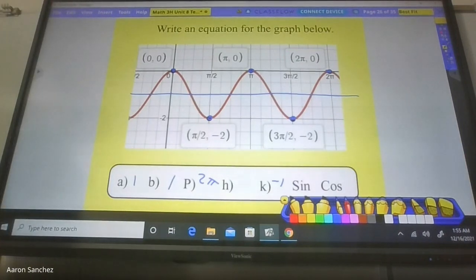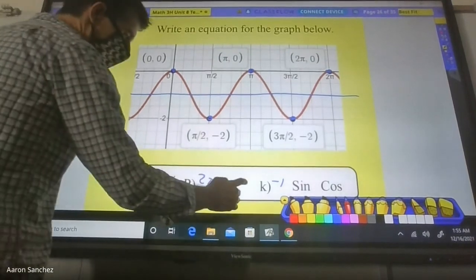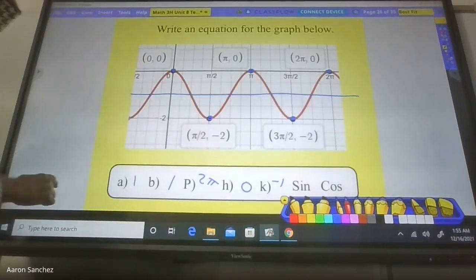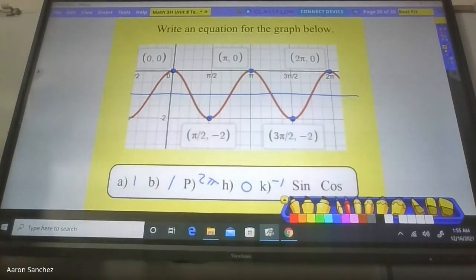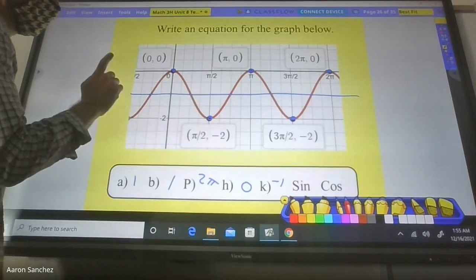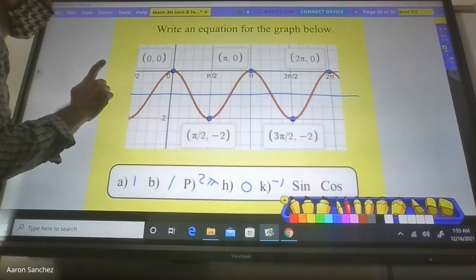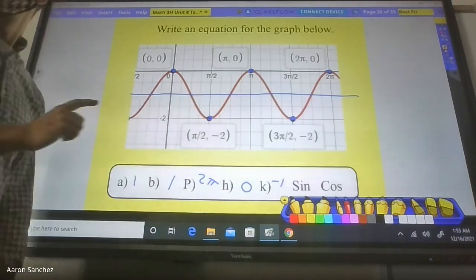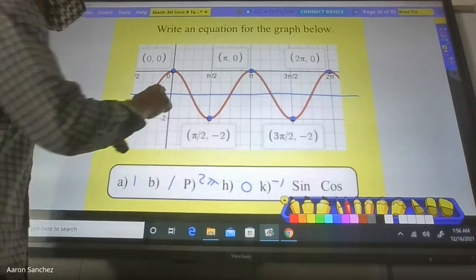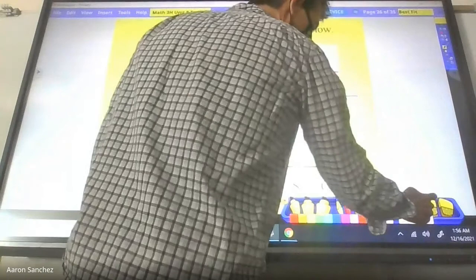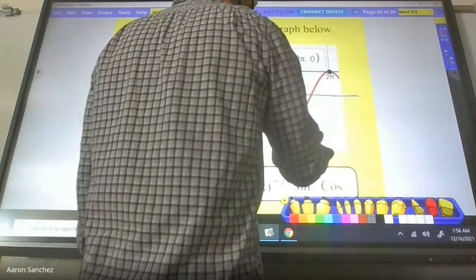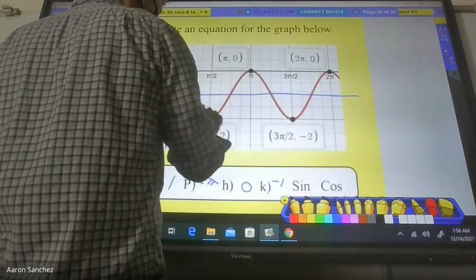H, no shift. H is 0. What is this, sine or cosine? Cosine. Because I got, wait. I feel like I did something wrong here. The midline. I did my 5 points wrong. My 5 points were wrong. I messed up big time.